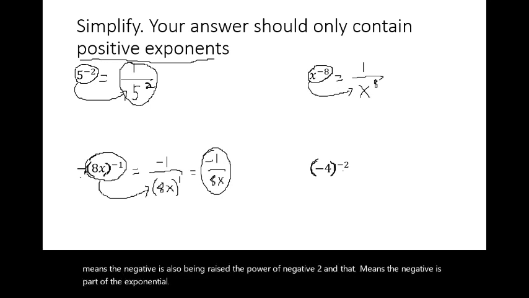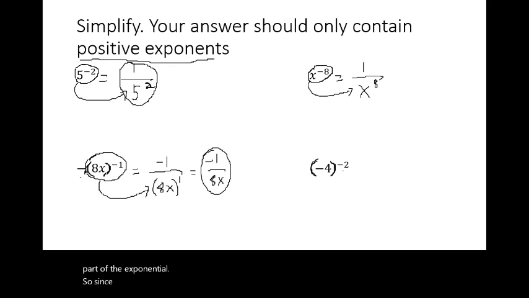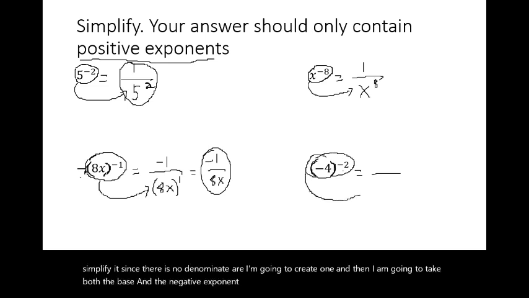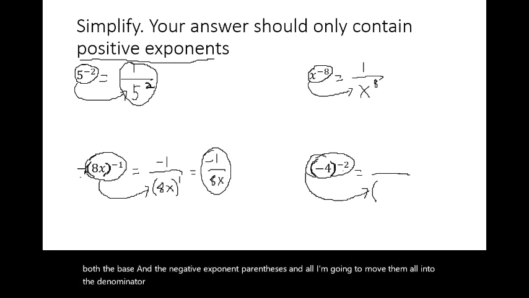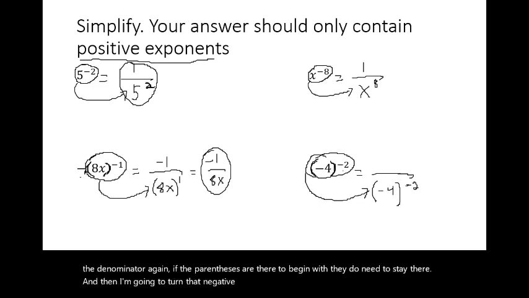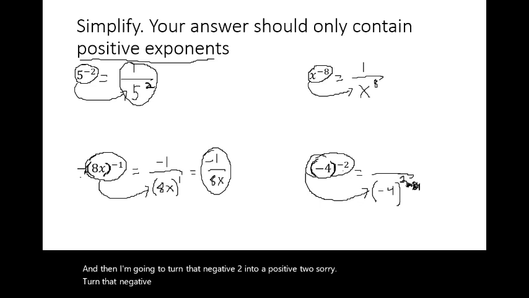So since the exponent is negative, we are going to have to simplify it. Since there is no denominator, I am going to create one. And then I am going to take both the base and the negative exponent, parentheses and all. I am going to move them all into the denominator. Again, if the parentheses are there to begin with, they do need to stay there. And then I'm going to turn that negative 2 into a positive 2.